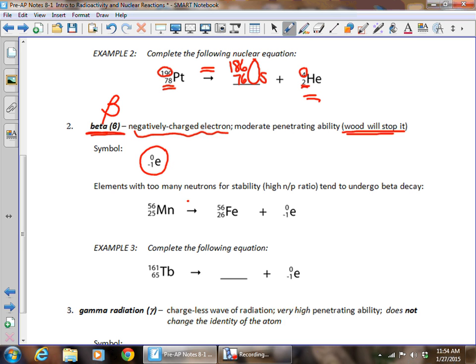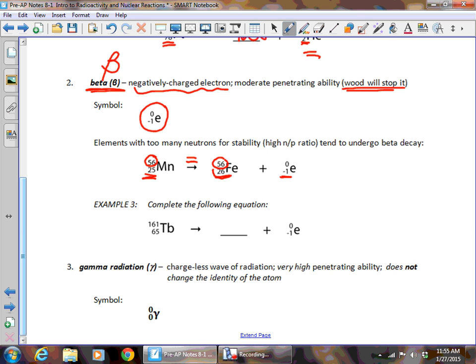Look at this example here. Notice that a beta particle being spit out does not change the top number. It does, however, change the identity because that bottom number is a -1. Be careful. We've got this 26 here minus the 1 is going to give us the 25 on the other side. So let's fill this in.